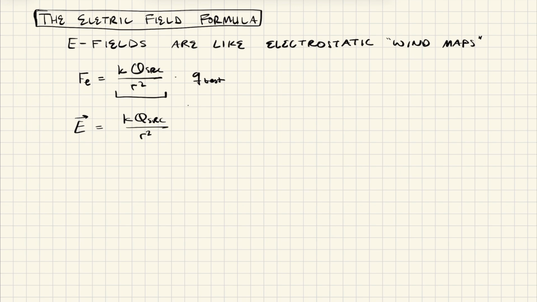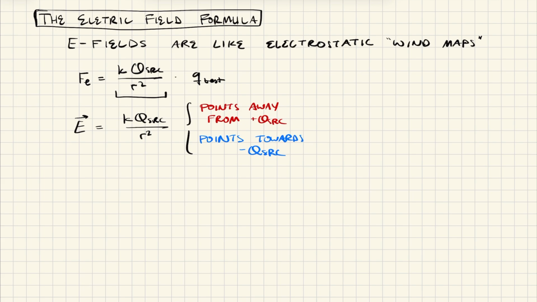Like before, we saw there's a couple rules. For positive source charges, this points away. And for negative charges, it points towards the source charge. Points towards negative Q source, right?